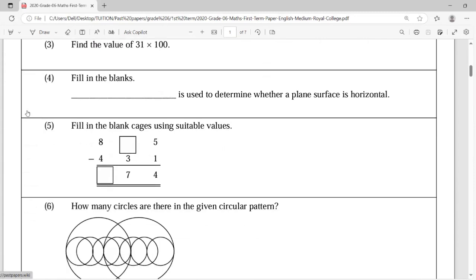Here, fill in the blanks. In this one, blank is used to determine whether a plane surface is horizontal. If it is horizontal, you can use the spirit level. You can see the spirit level is used to determine whether a surface is horizontal. I think if you look at your textbook, you can see what this spirit level looks like.